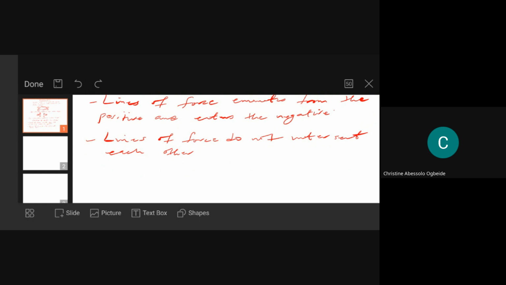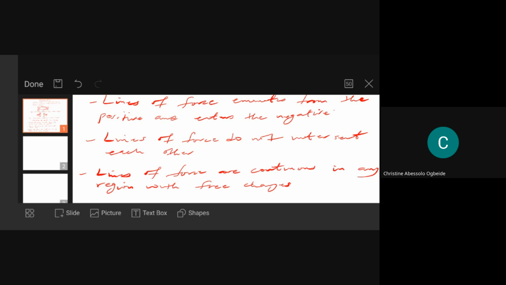Now, the third one is that the lines of force are continuous in any region with free charges. So the lines of force are continuous in any region with free charges.